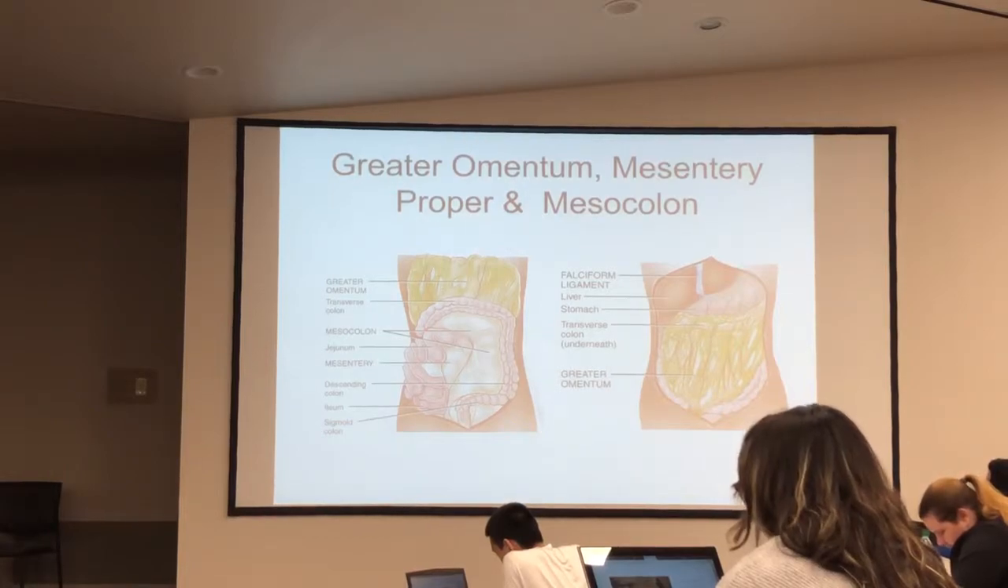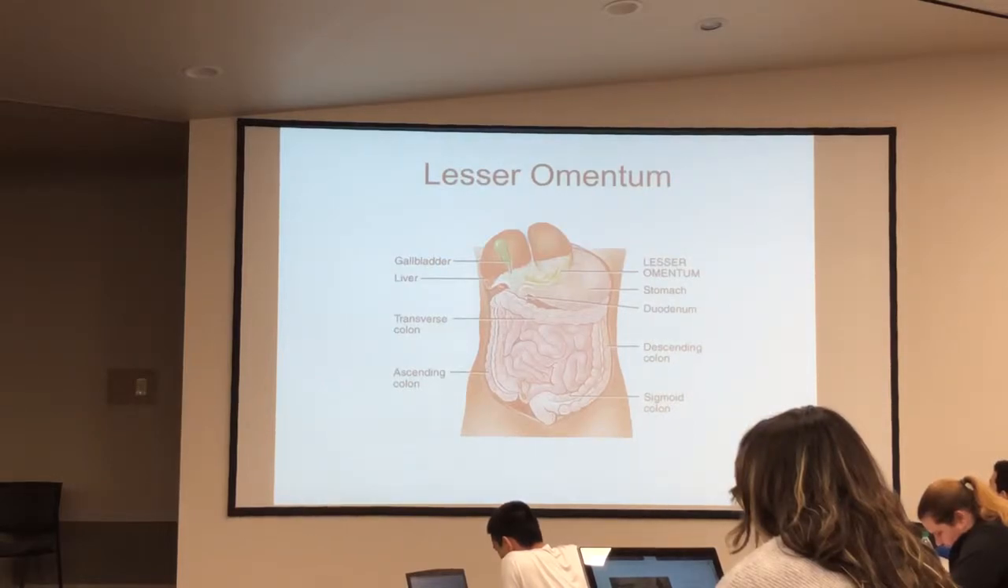Right. Again, I want to show you what the greater omentum looks like. Okay, it's a big part of the adipose tissue. And here, the lesser omentum looks like that. Okay.